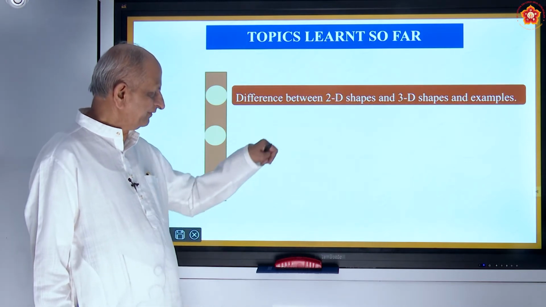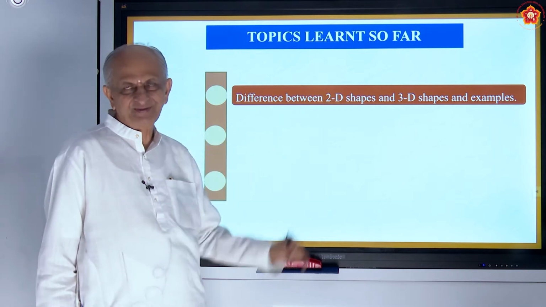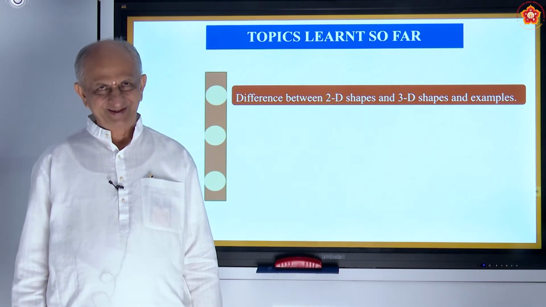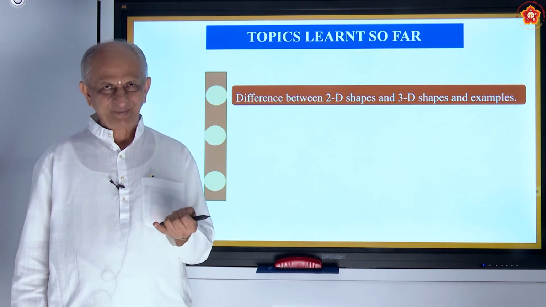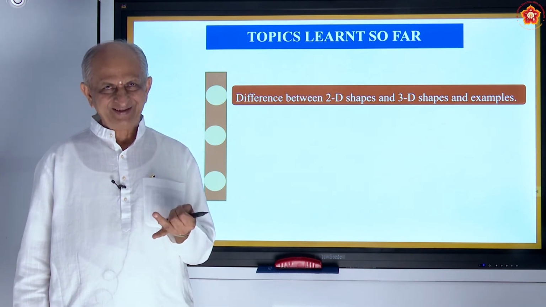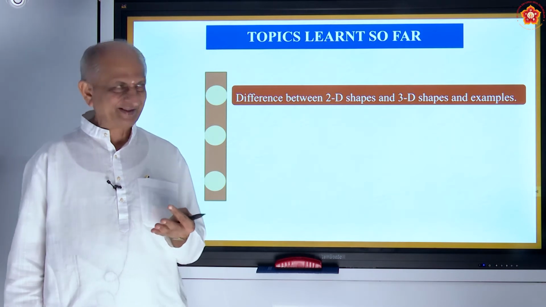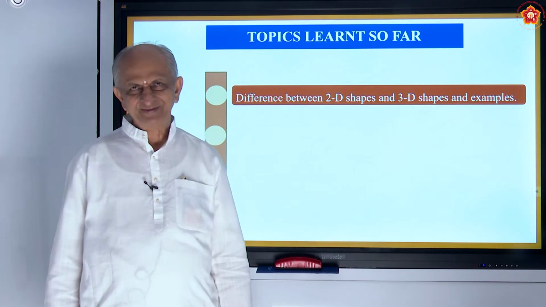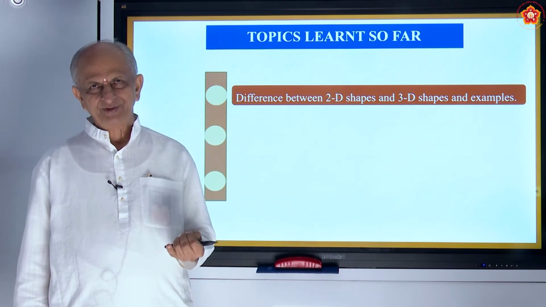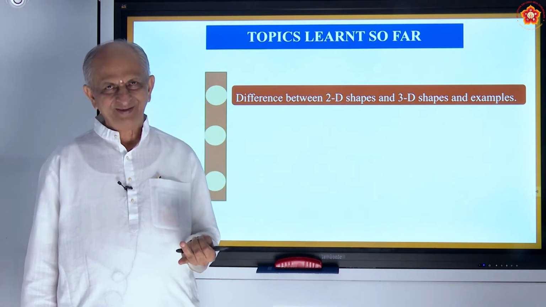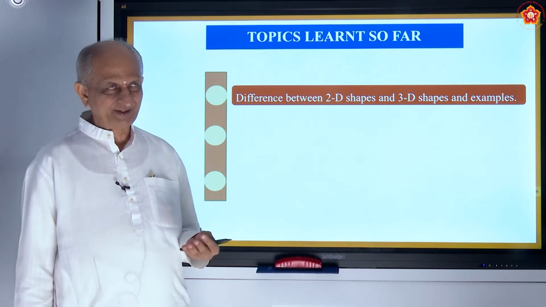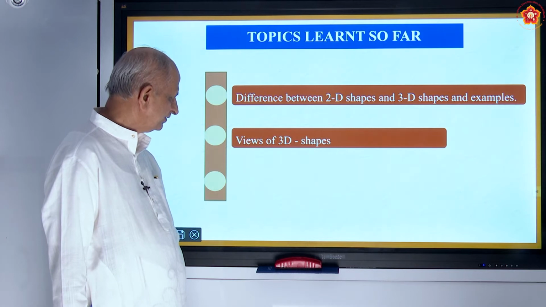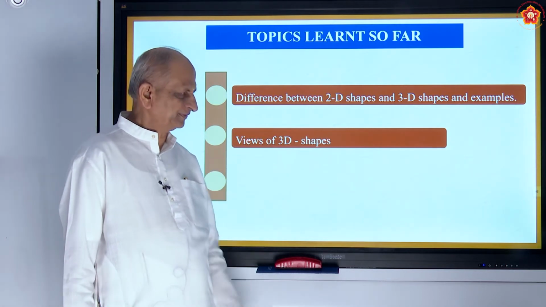We have seen in the previous class about 2D shapes. Can you give some examples? Square, rectangle, circle, triangle, etc. They are called 2D shapes. Coming to 3D shapes: cube, cuboid, pyramids, prisms, etc. And also we have seen views of 3D shapes.